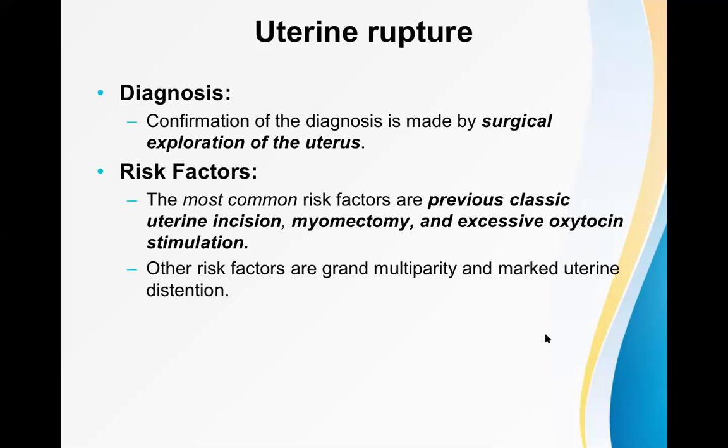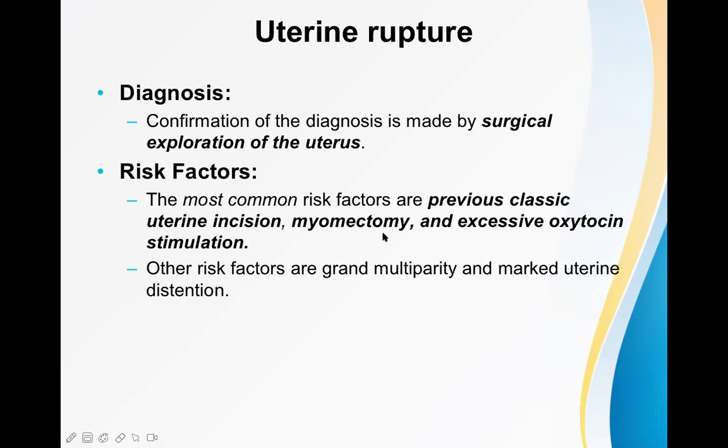But previously, in the earlier years, they used to give a vertical incision on the uterus to take out the baby, and that was associated with a high chance of uterine rupture. That is called classical uterine incision.